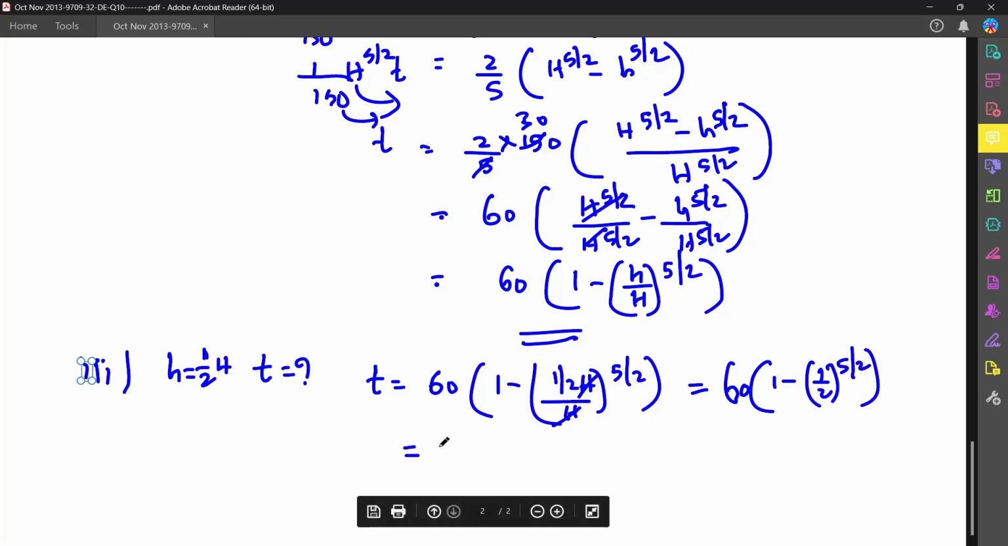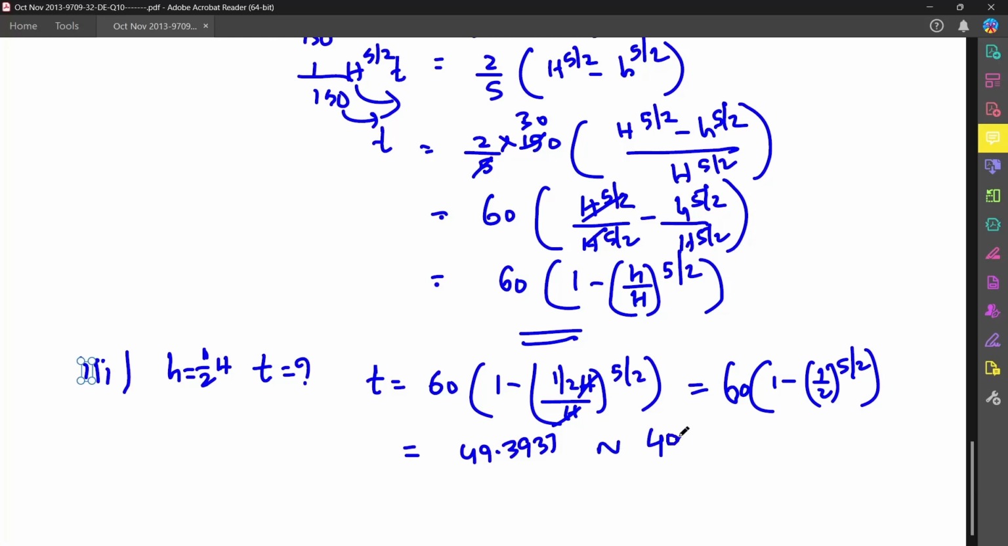So putting this in the calculator, 60 into 1 minus 1 by 2 to the power 5 by 2. That will give you 49.3933. Rounding this to three significant figures, you get 49.4. So that is the solution for this differential equation question.